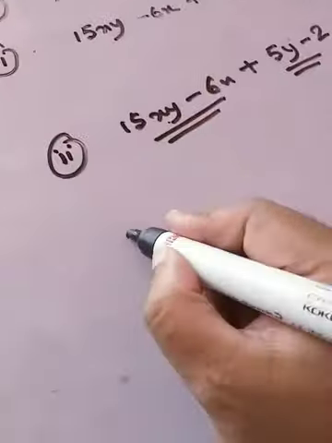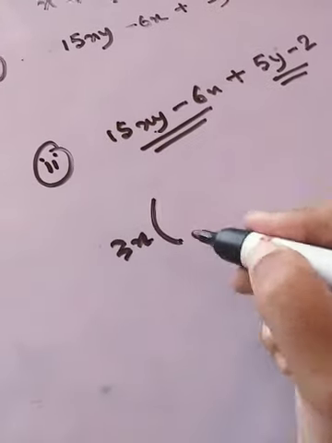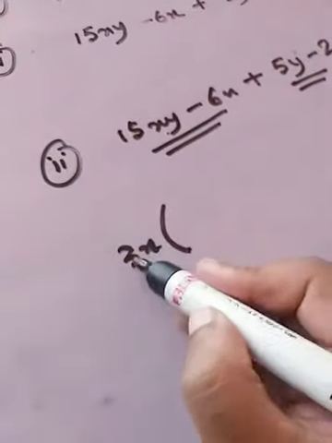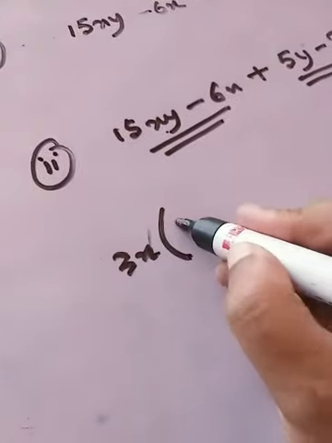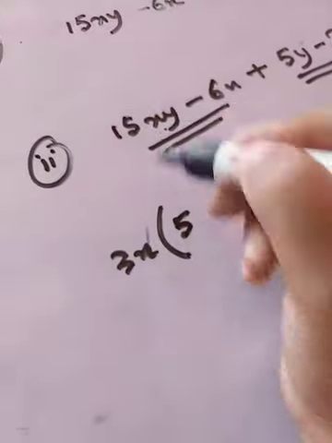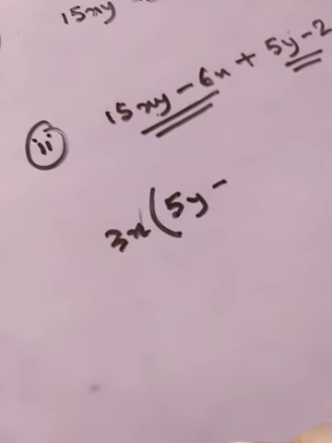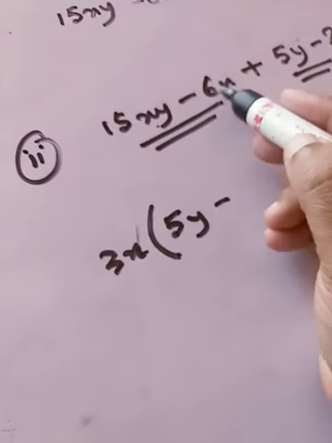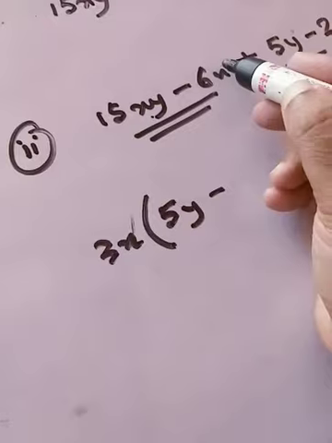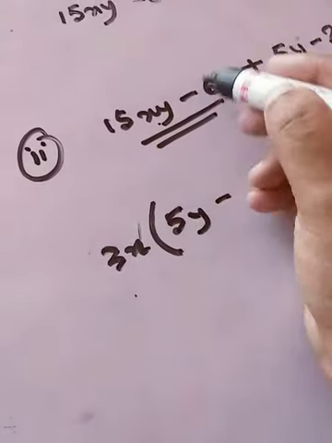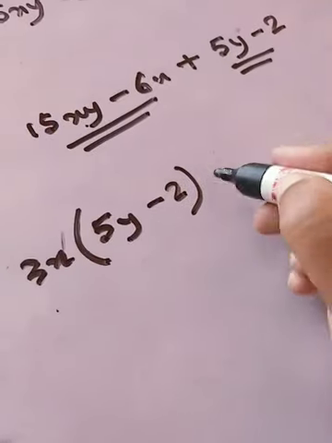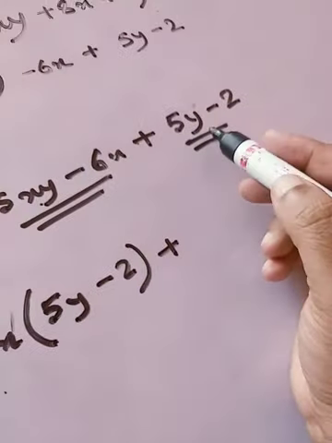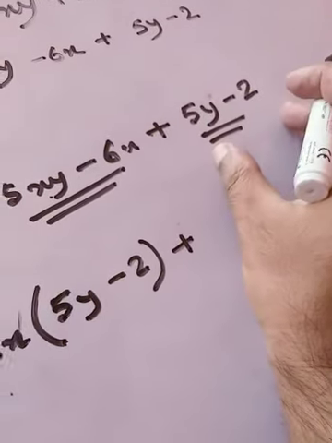So let us take 3x as a common, isn't it? Now we'll divide this 15xy by 3x. So x will be cancelled. 15 divided by 3 is 5. x will be cancelled and y will remain. Now again the same thing we'll do with this also. 6x divided by 3x. So x will be cancelled. 3 1s are 3, 3 2s are 6. So only 2 will remain. Okay. Now let's see what common we can take from the second group.